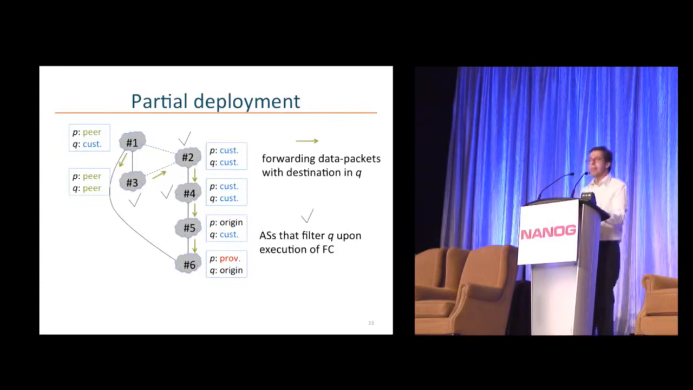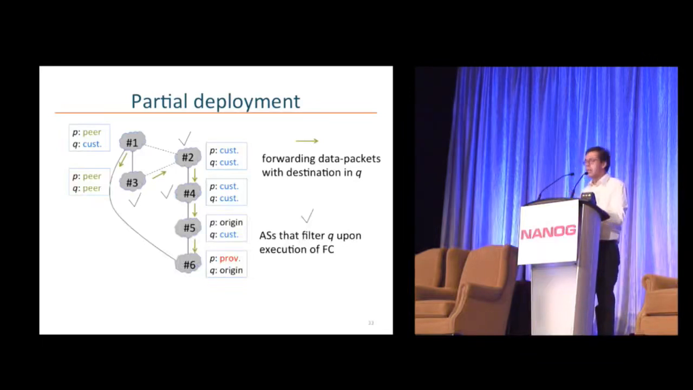Let's have a look at this example. AS2 is a provider of AS4, which is a provider of AS5, which is a provider of AS6. AS2 peers with AS1 and AS3. AS1 is a provider of AS3 and AS6. AS5 originates prefix P, the less specific, and AS6 originates the more specific one, Q. Again, checks mark the nodes that will filter Q if they apply the filtering code.